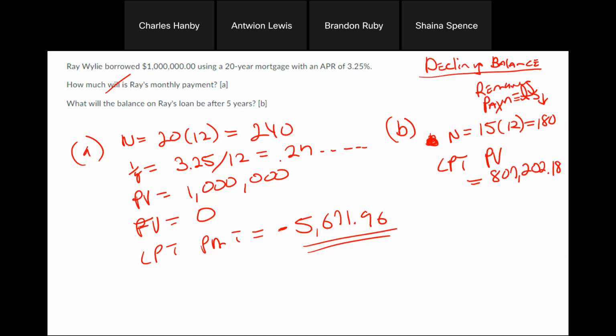The biggest mistake students make on this question is they enter the number of payments that have been made. That just gives you the value of those payments.